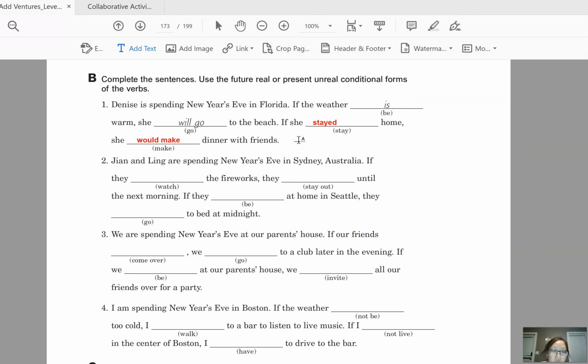So go ahead and complete numbers 2 through 4, but I want to make a quick note on number 3. This should be not be, actually, not be. Just like here, not be, not live. So you need to use the negative form. Okay, so you can go ahead and pause the video and continue when you are finished.